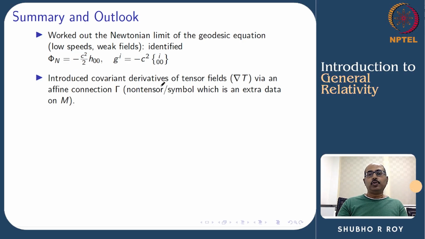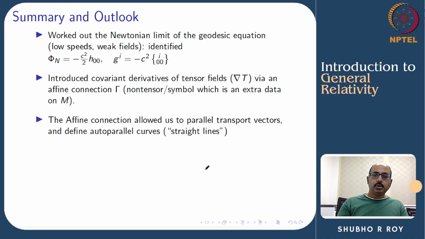Next, we introduced the covariant derivative of tensor fields via this quantity which is called the affine connection. This is a non-tensor, a symbol, which is extra data on the manifold. The affine connection also allowed us to define parallel transport of vectors. So we take a vector in a given tangent space, and then we could define a notion that on a curve, I can transport the vector parallel to itself to another point. This was facilitated by the affine connection. And the affine connection also allowed us to define autoparallel curves, that is, the analogs of straightest lines.